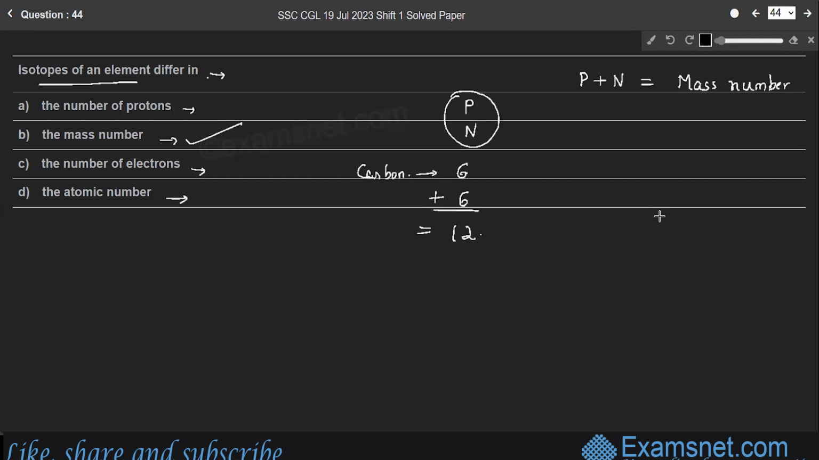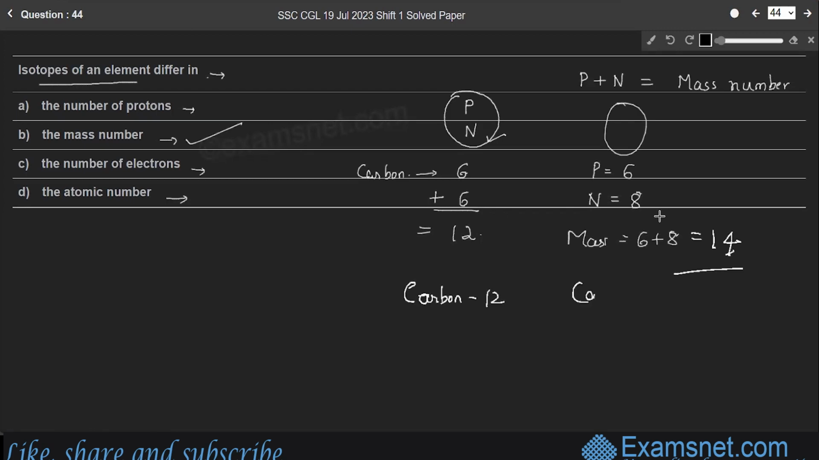So, in an isotope of carbon, the number of neutrons will be two more than its protons. The number of protons is the same, 6, but neutrons are 2 more than protons, which is 8. Therefore, the mass number will be 6 plus 8, protons plus neutrons, which is equal to 14. Therefore, carbon-12 and carbon-14 are the two isotopes of carbon.